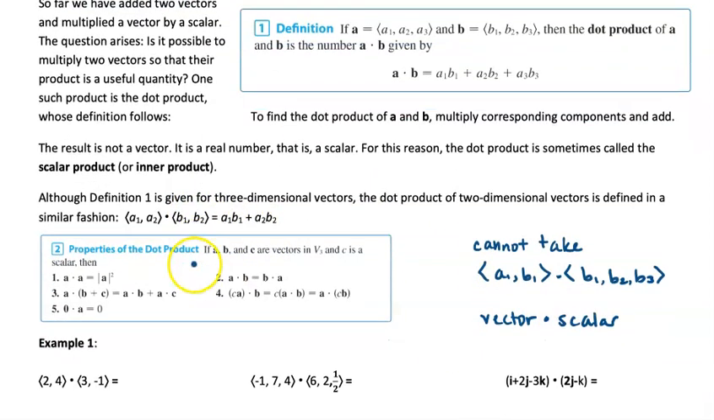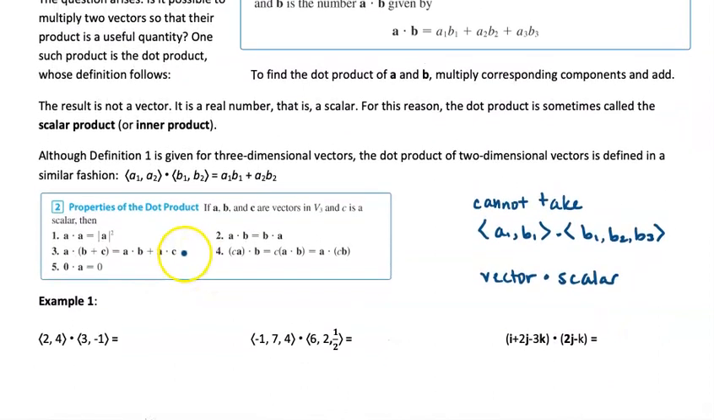So let's do a few examples of the dot product. If we want to take the dot product of (2, 4) and (3, -1), our rule states that we are taking the first components and multiplying them together. The first component of the first vector is 2. The first component of the second vector is 3.